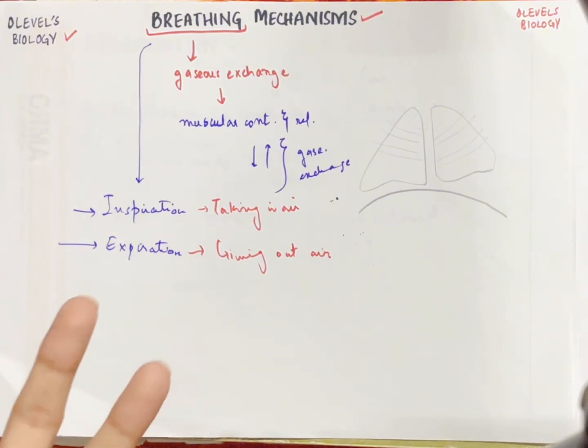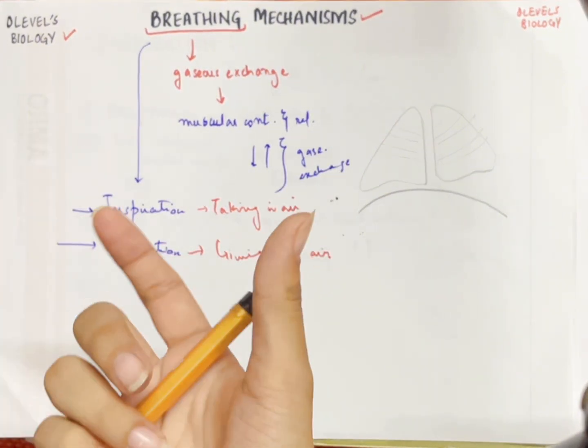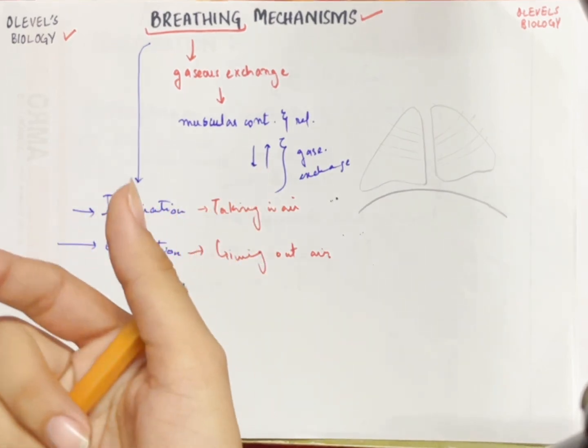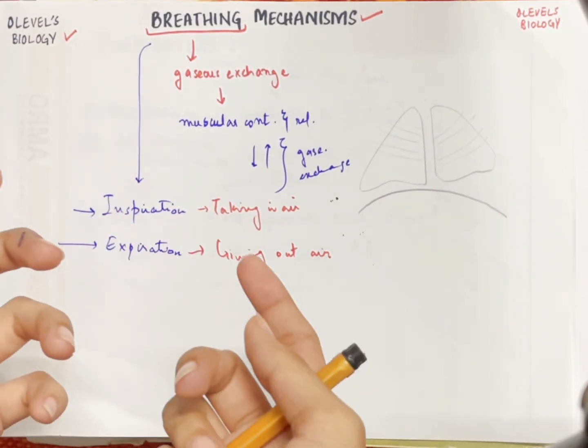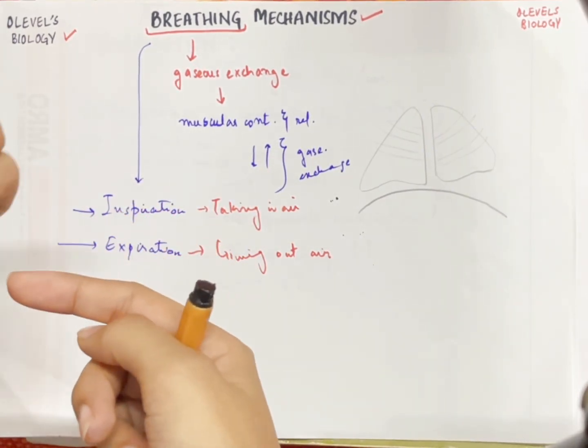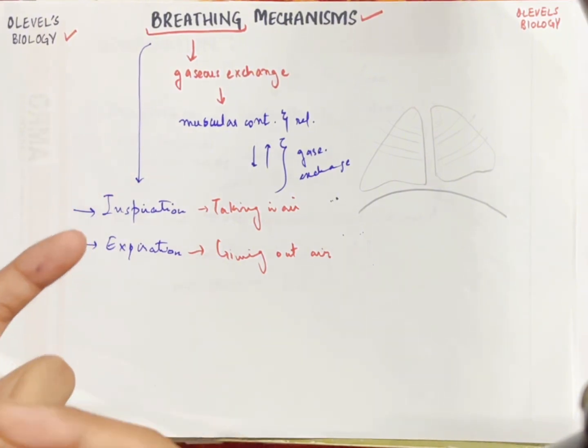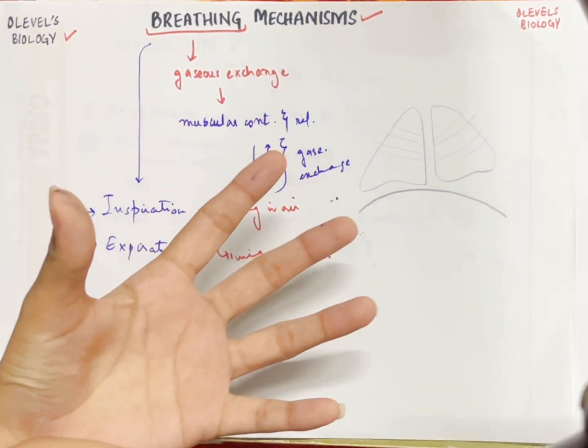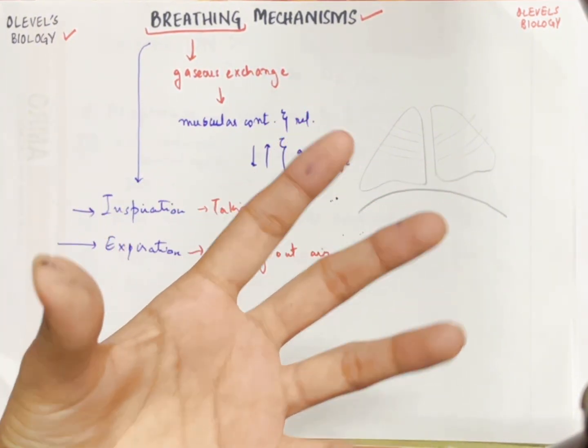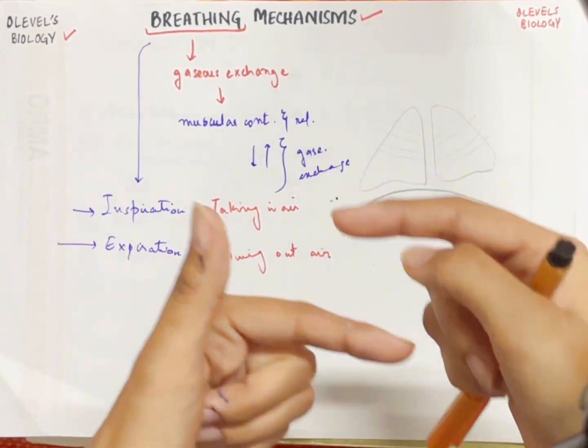Now, let's talk about the breathing mechanism. When you talk about the breathing mechanism, we need to understand that breathing means the intake and the excreting out of gaseous molecules, that is, intake of oxygen and releasing of carbon dioxide. We say that this is part of the gaseous exchange process. It refers to the muscular contraction and movement of the ribs, which results in the air moving in and out.